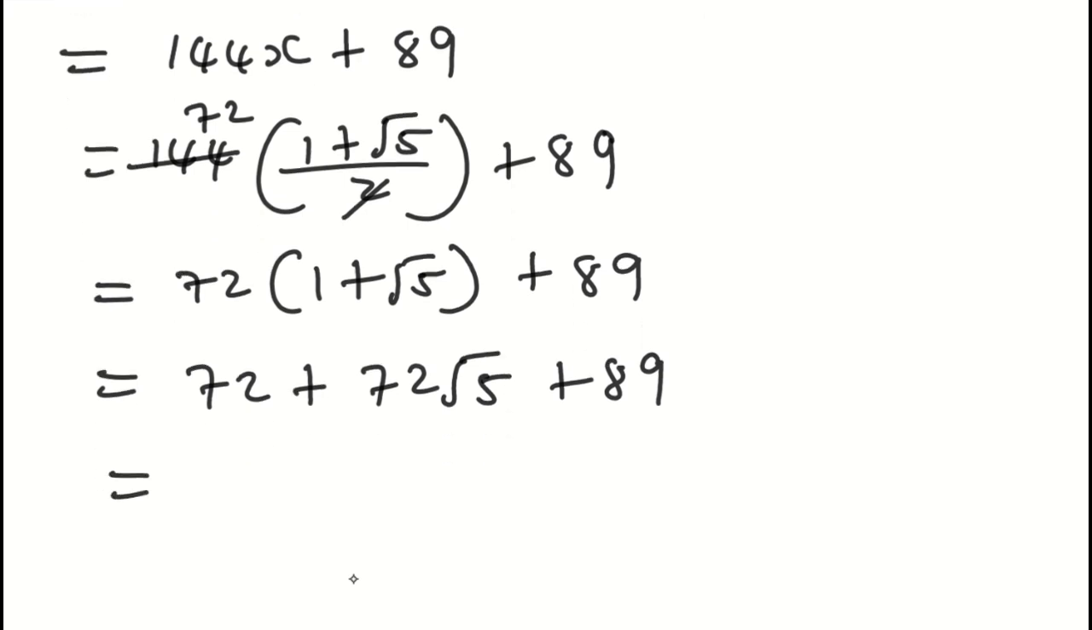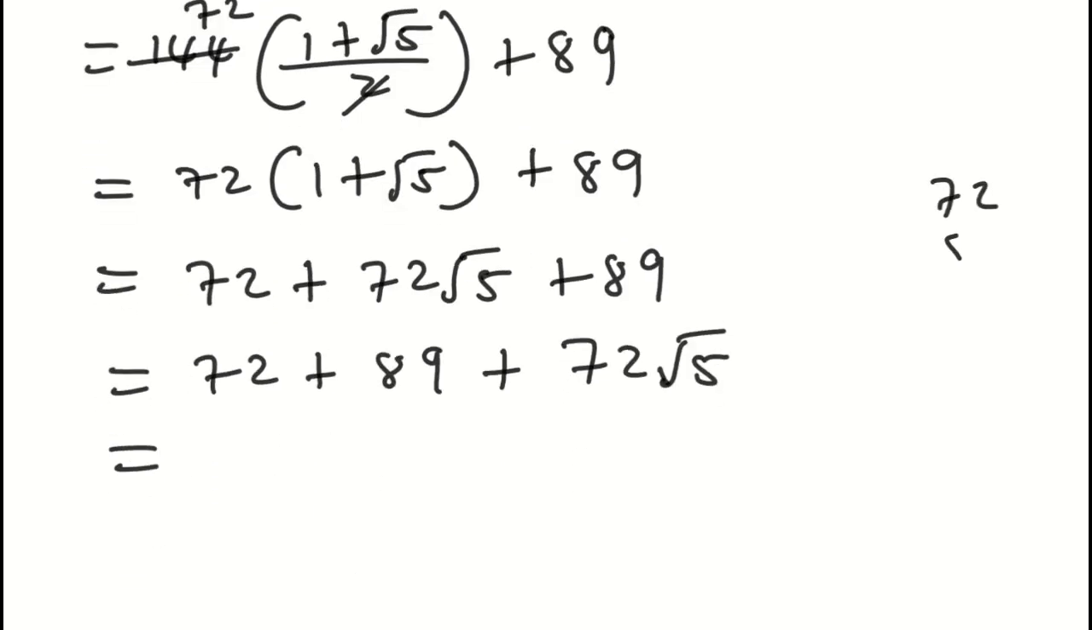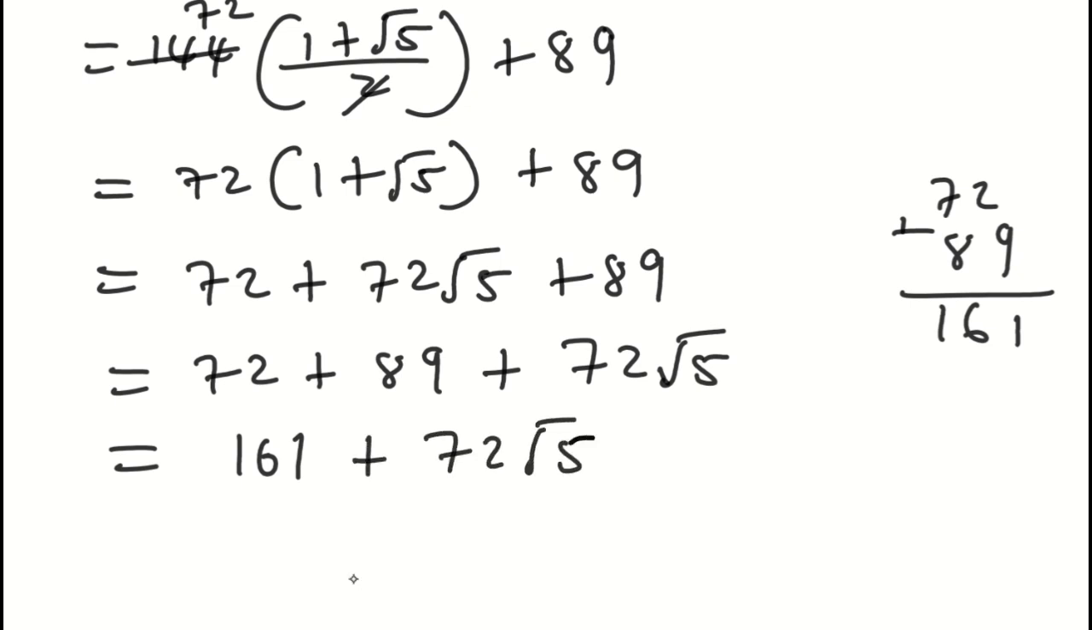Now let's just collect like terms. 72 plus 89 plus 72 root 5. All right, what is 72 plus 89? It's 161. So 161 plus 72 root 5. So this is the final result of simplifying the expression in the question.